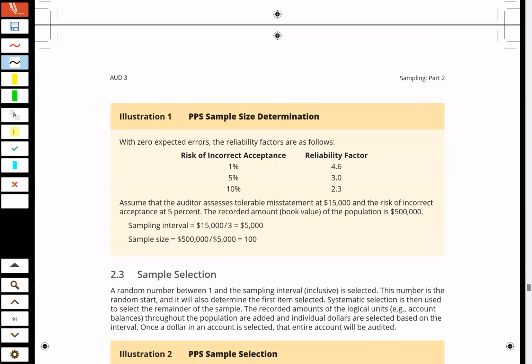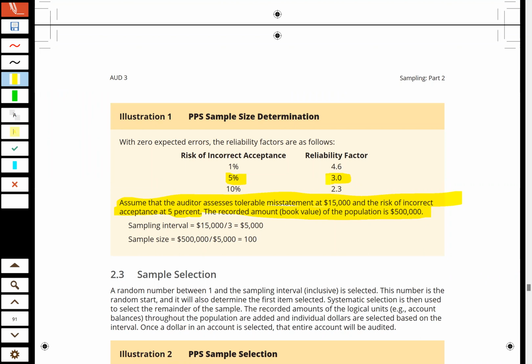Okay, and here they are saying that we have a tolerable misstatement of 15,000. The risk of incorrect acceptance is 5%. Risk of incorrect acceptance means I'm willing to accept a 5% chance that I will accept a materially misstated balance, right? Okay, so I'm taking on some risk here. And then the recorded amount of the population is 500,000. Now, you come over and for the 5% risk of incorrect acceptance, some genius, okay, we don't have to calculate reliability factors, said that the reliability factor associated with that is 3.